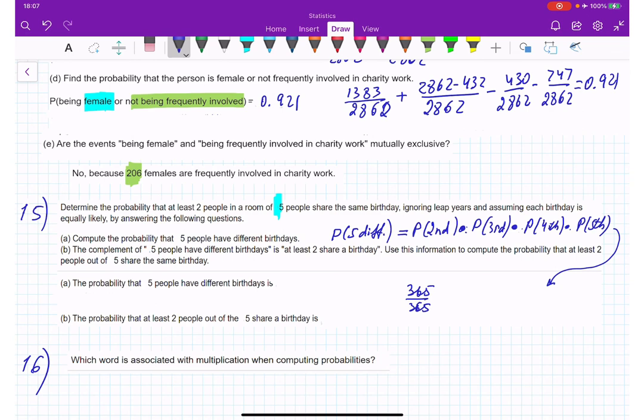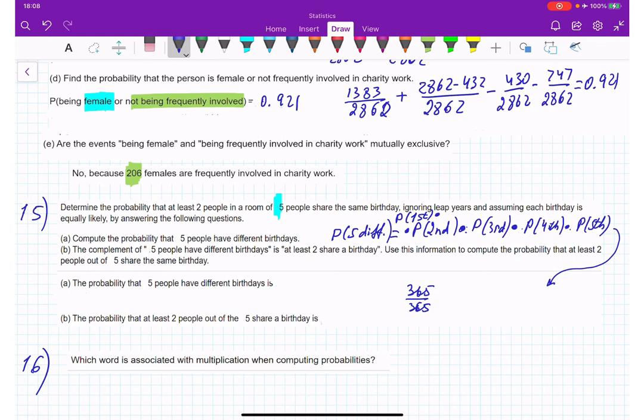365 over 365, because that's the first person. It can be either way. The first person can have any day out of 365 days, and it's going to be gone anyway, that's why. But if it will make it easier to understand, I'll put equal probability of first one. Okay, didn't work. Let me put it this way. Multiply. There we go. So you can understand better.